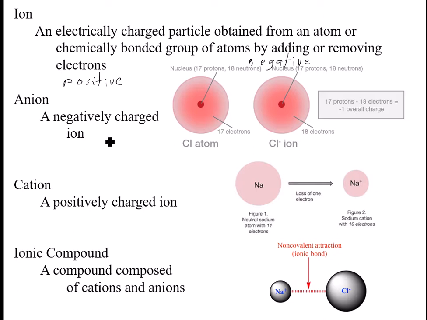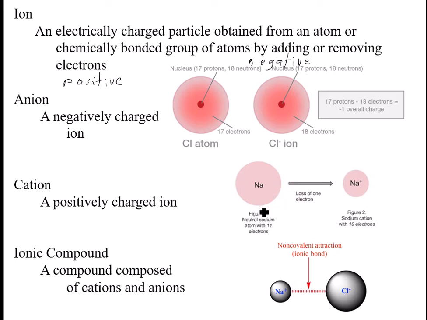I've added electrons here. So a chlorine atom that's neutral has 17 protons and 17 electrons. But when I make it a chloride ion with a negative charge, it goes from having 17 protons and 17 electrons to 17 protons and 18 electrons. The number of neutrons stays the same. By having a 1 negative charge, I added a negative 1.